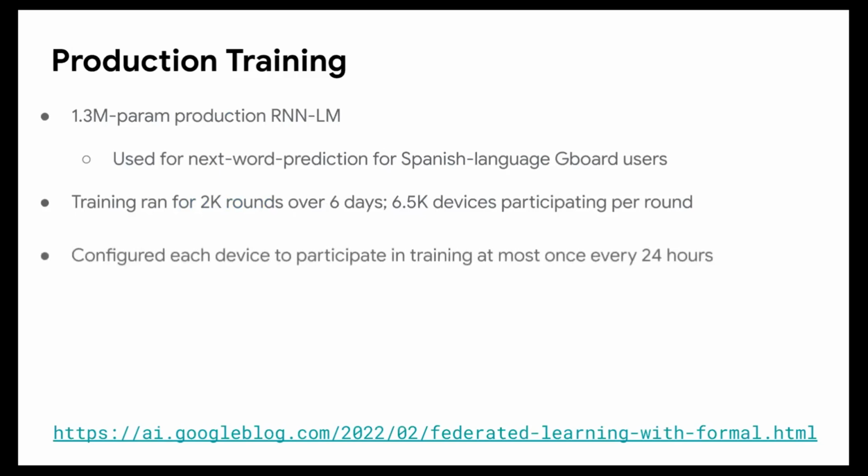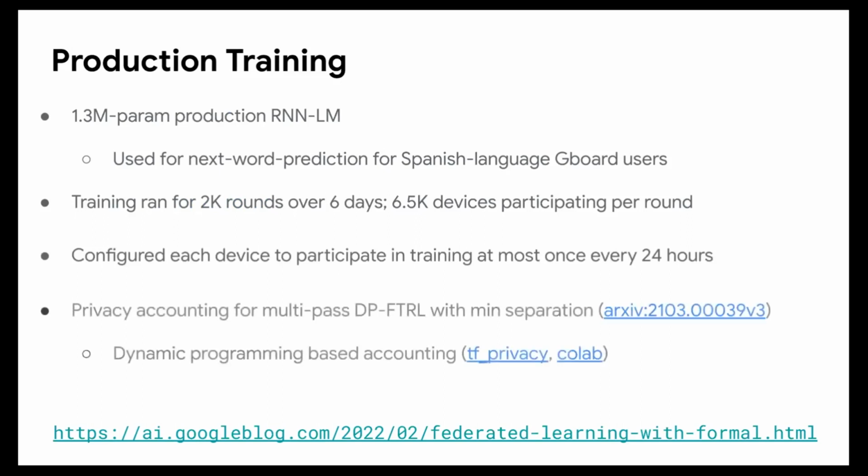And we configure each device to participate in training at most once every 24 hours. We release the privacy accounting for the multi-pass DP-FTRL in the open source repository. It's based on a dynamic programming version that can both handle some nuance in practice and be efficient to get tight differentially private guarantees.